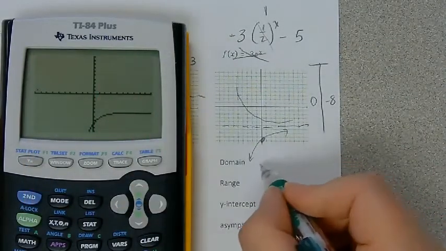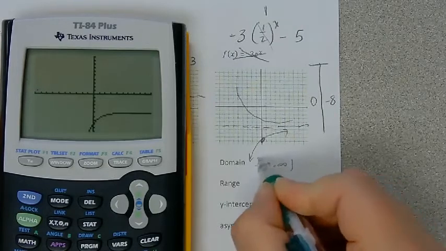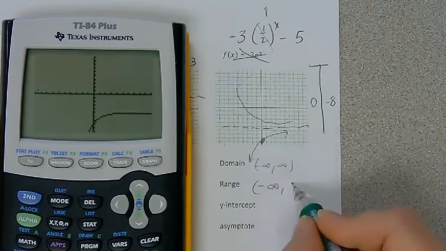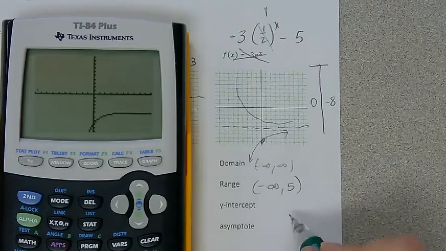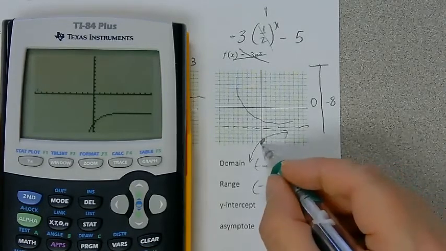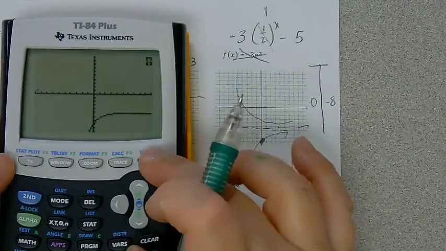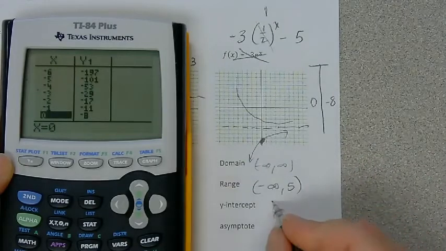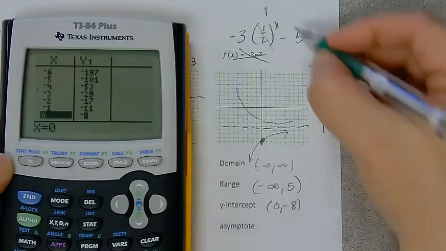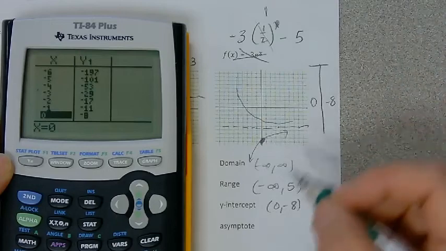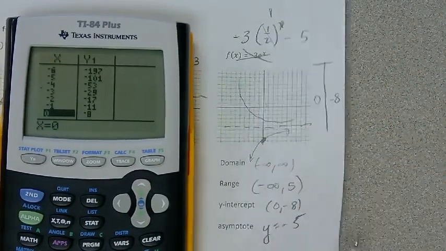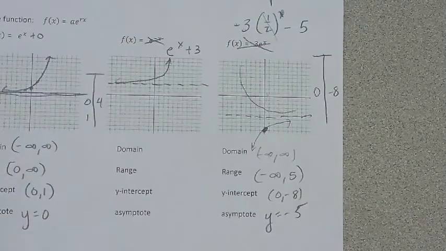So this one is going to have a domain of negative infinity to infinity. The range is going to start down here at negative infinity, but it's only going to go up to negative 5. There is a y-intercept. It's where the x value is 0. So it happens at (0, negative 8), and that's where I put 0 in for x. And then the asymptote is at y equals negative 5, because that's how it's been shifted.